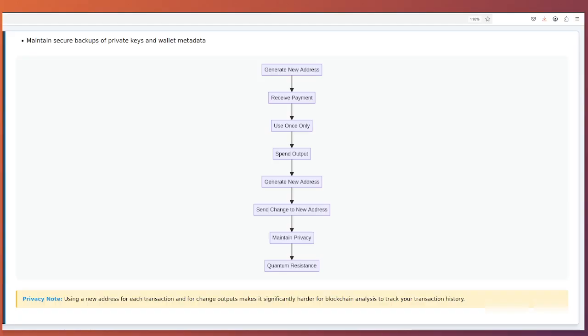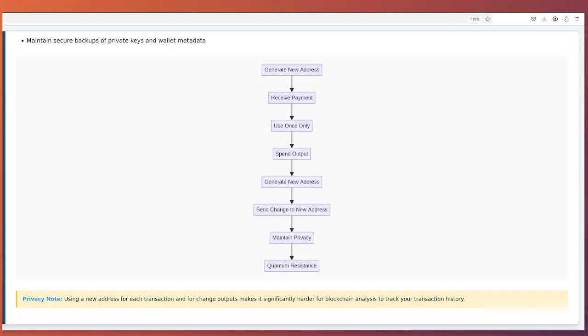Implement proper fee estimation based on current network conditions. Don't use fixed fee rates or outdated fee recommendations. Query fee estimation APIs or analyze recent blocks to determine appropriate fee rates for your desired confirmation time. During high congestion, you may need to pay significantly more than during quiet periods. Some wallets implement dynamic fee selection where users can choose between fast, medium, or economy confirmation times with corresponding fee rates.